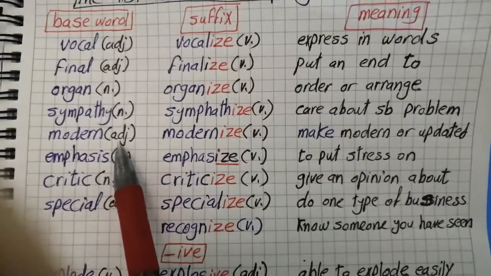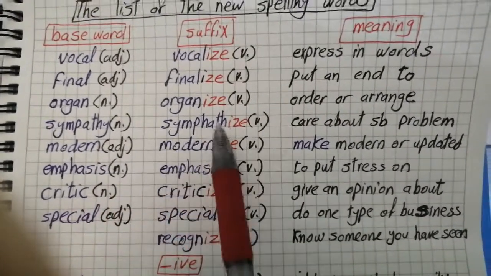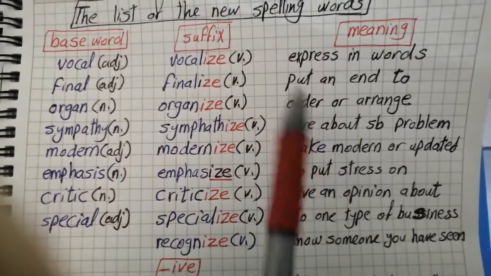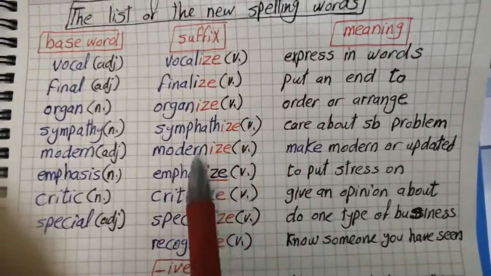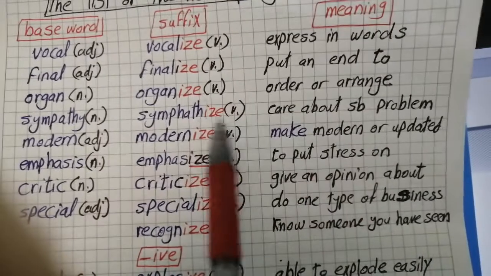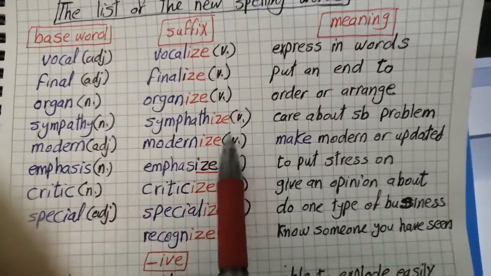Modern, an adjective, which means up to date. Modernize, to make something modern, to make something up to date, or to upgrade or update it. So change it from an adjective into a verb.